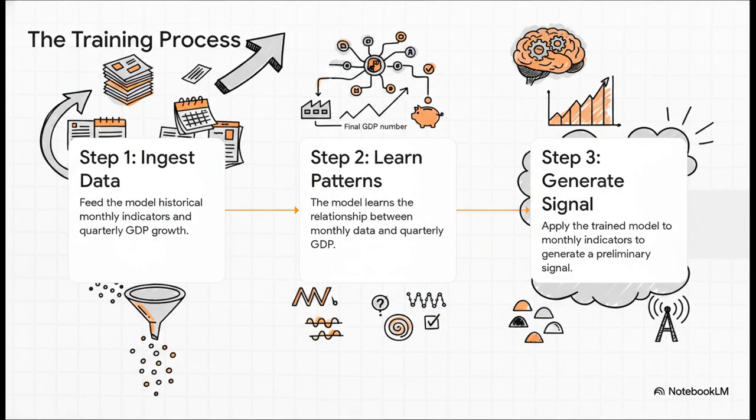And the training process itself is conceptually pretty straightforward. First, you just dump years and years of this historical monthly data into the AI, along with the official quarterly GDP numbers that came out later. Then, the AI just churns through all of it, looking for hidden connections. It starts to learn things, like how a tiny dip in industrial production one month might hint at what the final GDP number is going to look like.